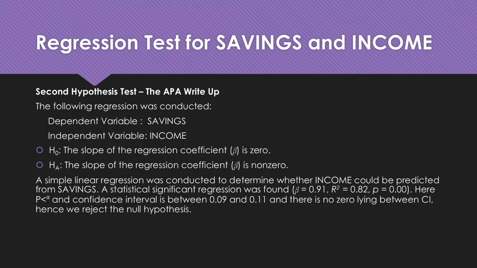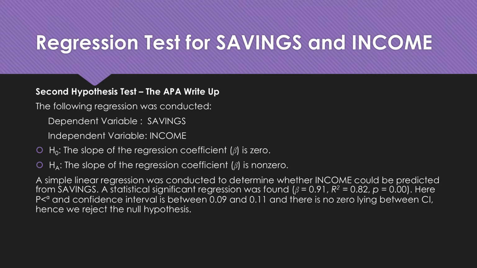The next regression test is conducted between savings and income. Here, the dependent variable is savings and the independent variable is income. For the null hypothesis, again we define beta equal to 0, and the alternative hypothesis is beta not equal to 0.